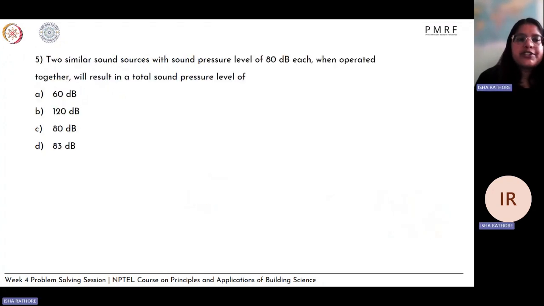Okay, so moving on to question 5. Two similar sound sources with sound pressure level of 80 decibels each, when operated together, will result in a total sound pressure level of A, 60 decibels, B, 120 decibels, C, 80 decibels, D, 83 decibels. So again, we discussed this in the acoustics basics.